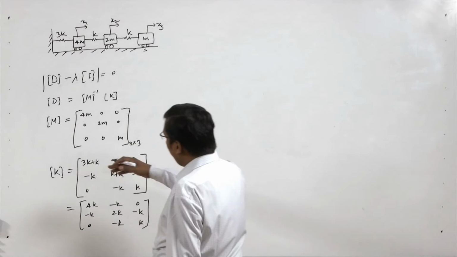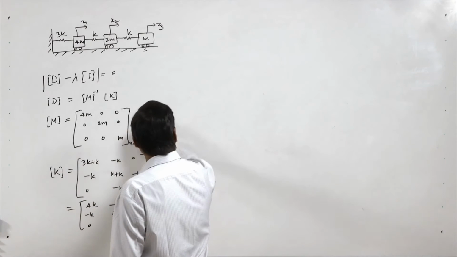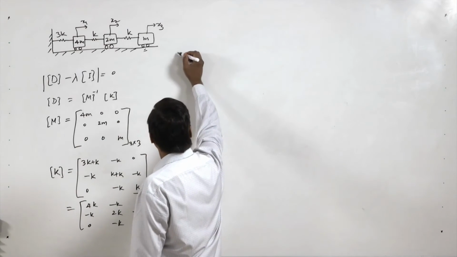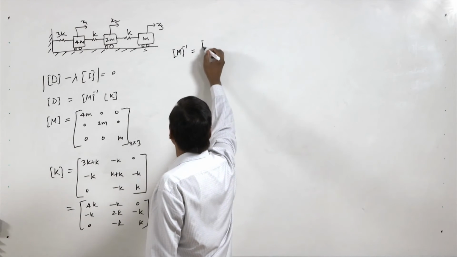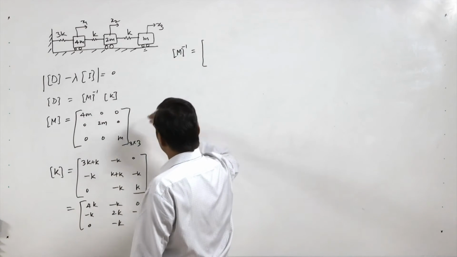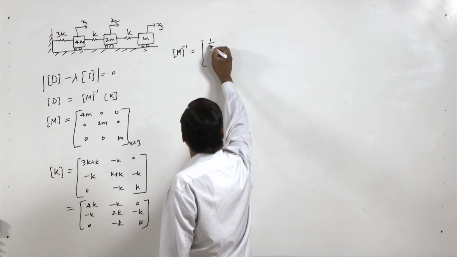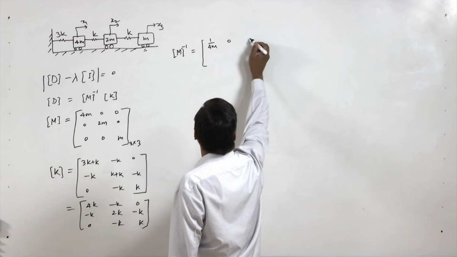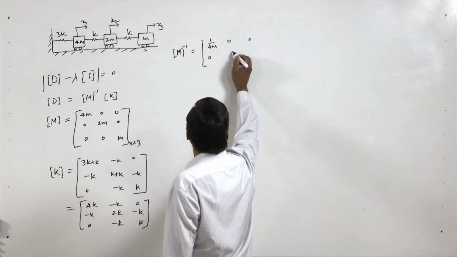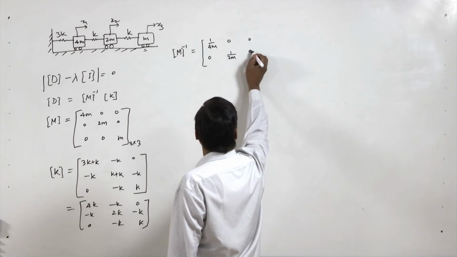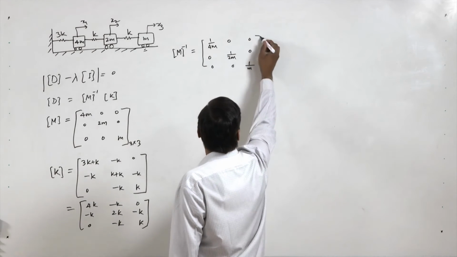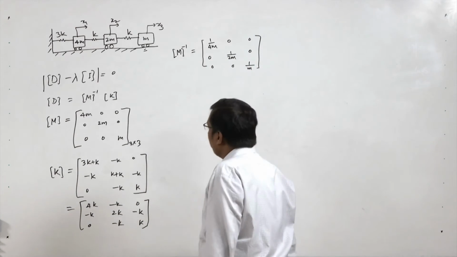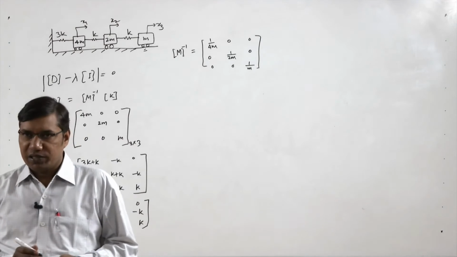So now we have the mass matrix, the stiffness matrix, and the inverse of the mass matrix. If we find the inverse of this matrix, M inverse will be, because it is a diagonal matrix, simply the inverse of each element: 1 by 4M, 0, 0; 0, 1 by 2M, 0; and 0, 0, 1 by M. So this is our inverse mass matrix.